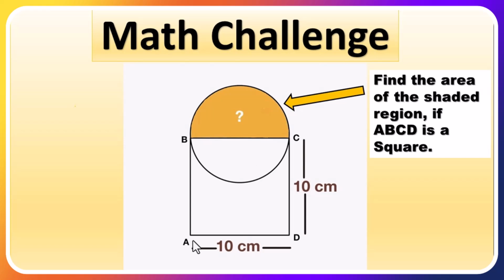The figure shows a square ABCD with side length 10 centimeters and bottom length 10 centimeters. BC is a diameter describing a semicircle sitting on top of the square. So the shaded region is the semicircle sitting on the square, and this was the required area that was asked by the students to find.